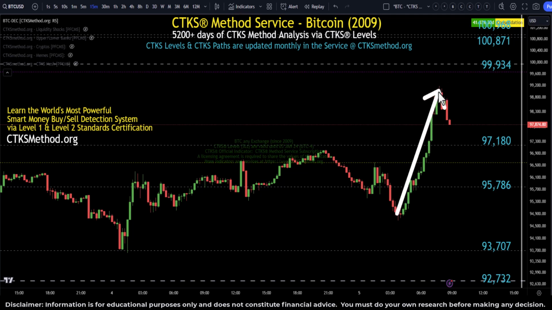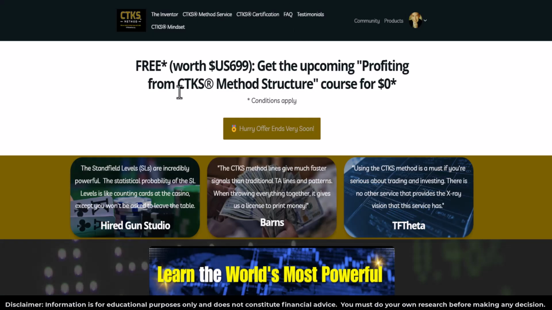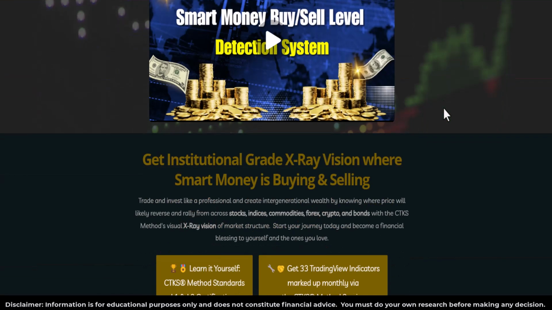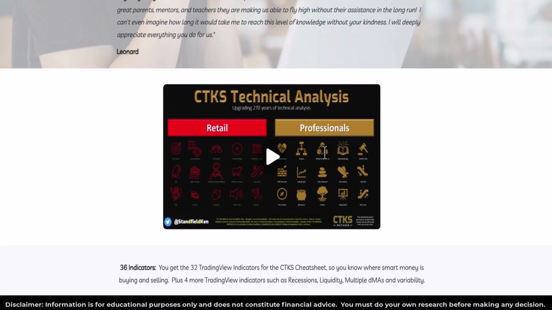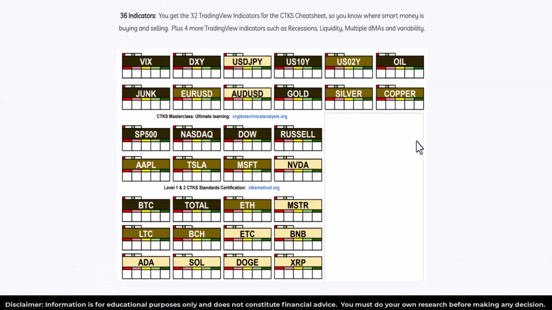How do you determine the direction? The direction comes through the cheat sheet. For example, if we look across the different rows, where are the different rows from the cheat sheet? If you go to CTKSmethod.org, the cheat sheet is absolutely free. You can download it. It's just on this homepage. But what I'm going to do for you just here is to show you the different rows and show you how they actually work. And members of the service, the different rows on crypto have all been released, and row 1 has been released as well. Make sure you update your indicators.